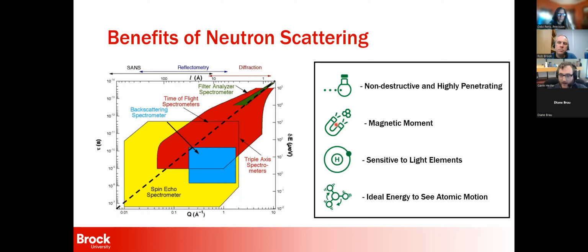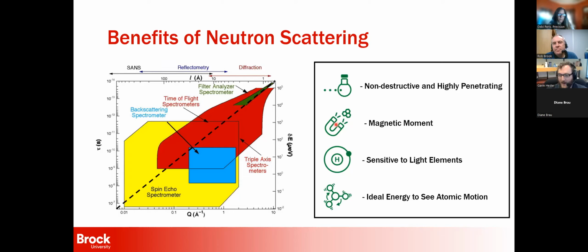It's sensitive to light elements, which is something you really cannot say for X-ray scattering. Particularly, hydrogen absolutely loves to absorb neutrons, and this is actually both a blessing and a curse. I mentioned using fluorinated glue earlier. This is why we have to use fluorinated glue. If we used normal glue, it has so much hydrogen in it that you will never measure anything in the history of the universe with neutron scattering.